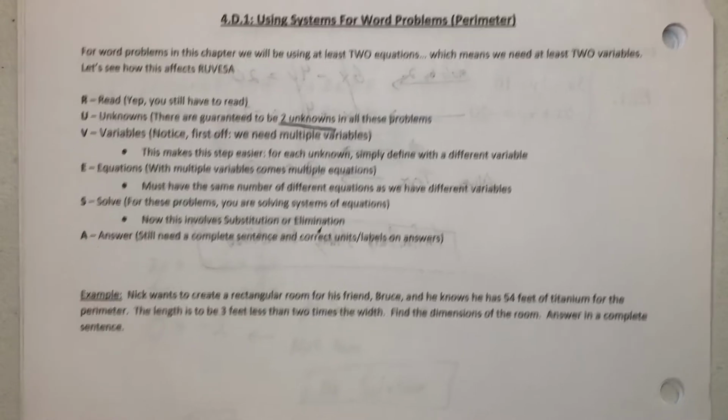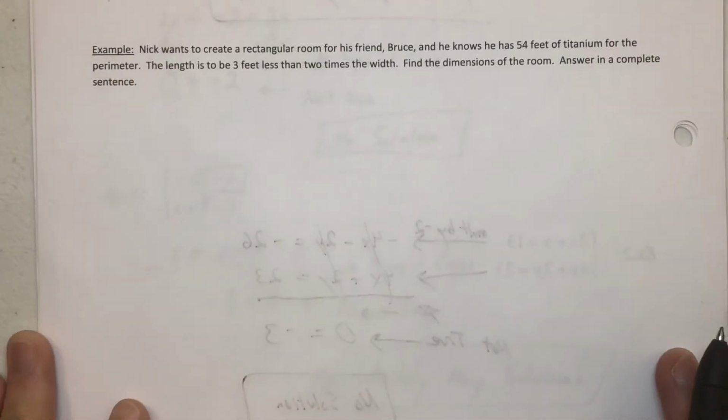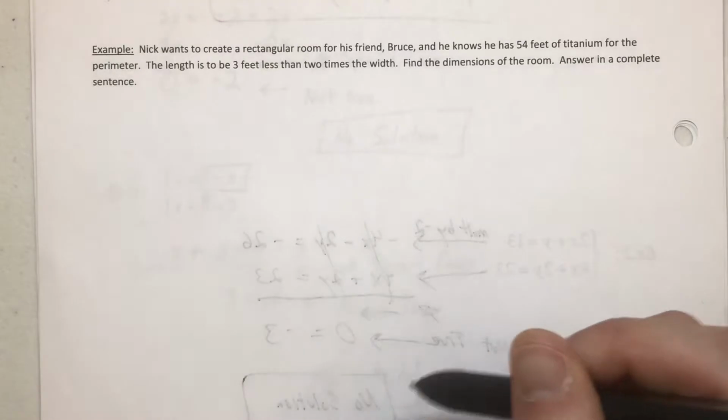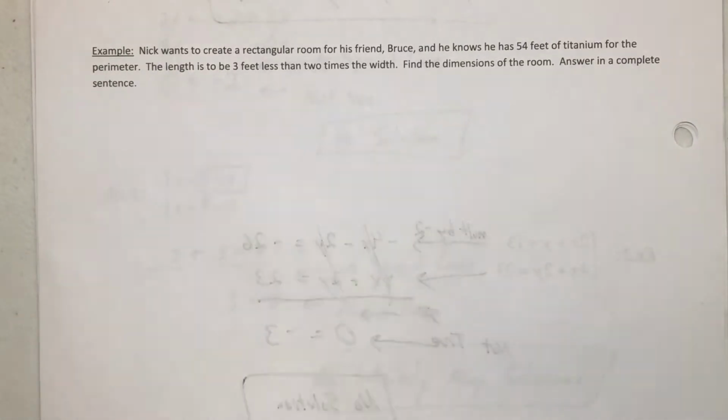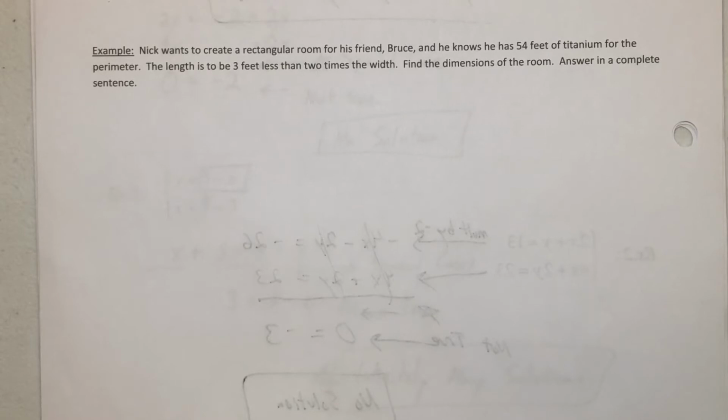Let's go ahead and jump in and see how RUVESSA works in our first word problem. So Nick wants to create a rectangular room for his friend Bruce, and he knows he has 54 feet of titanium for the perimeter. The length is to be 3 feet less than 2 times the width. Find the dimensions of the room. Answer in a complete sentence.